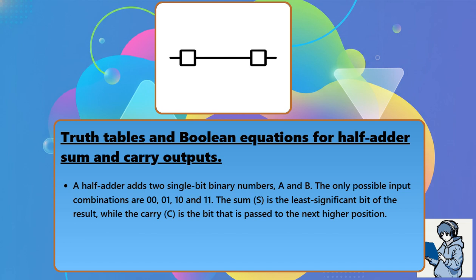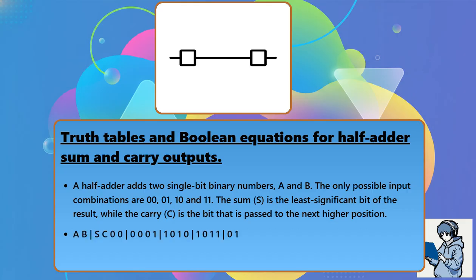A half adder adds two single-bit binary numbers A and B. The only possible input combinations are 0,0, 0,1, 1,0, and 1,1. The sum S is the least significant bit of the result, while the carry C is the bit that is passed to the next higher position.